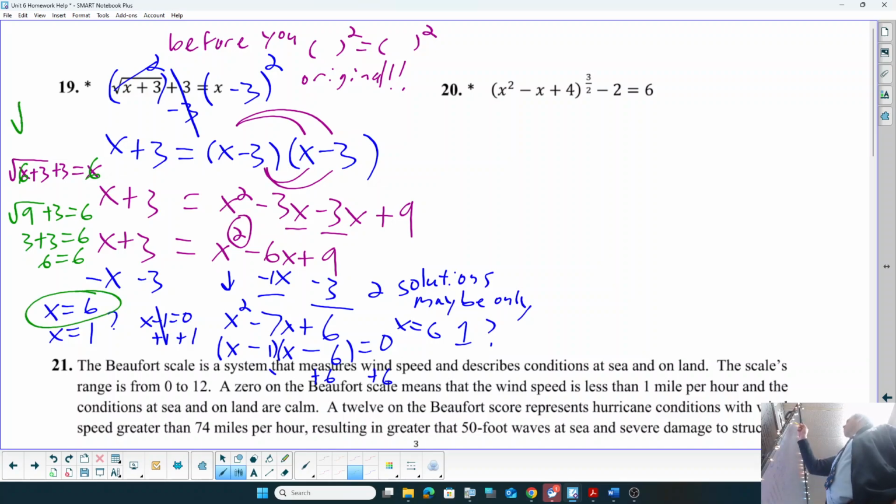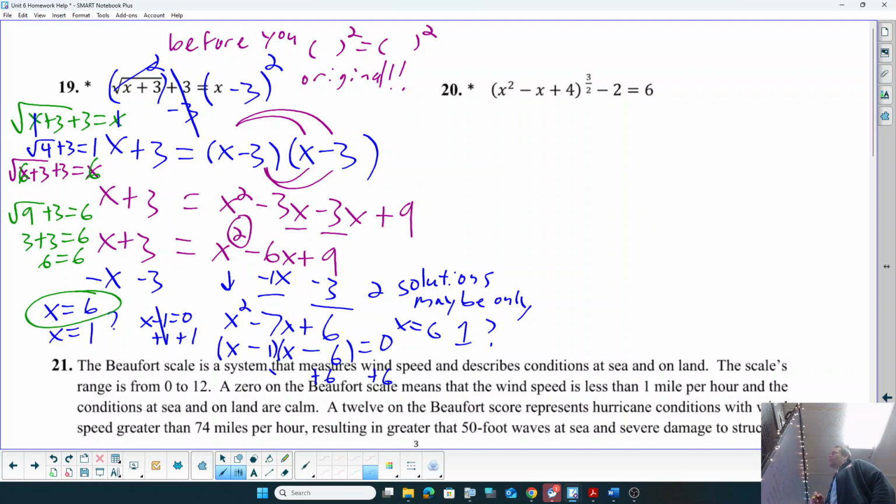So now we have the square root of x plus 3. This is the original now. And wherever we see an x, we're going to plug in a 1. So, whoopsie, that was supposed to be over the x. There we go. So 1 plus 3 is 4. So we have the square root of 4, plus 3 is equal to 1.